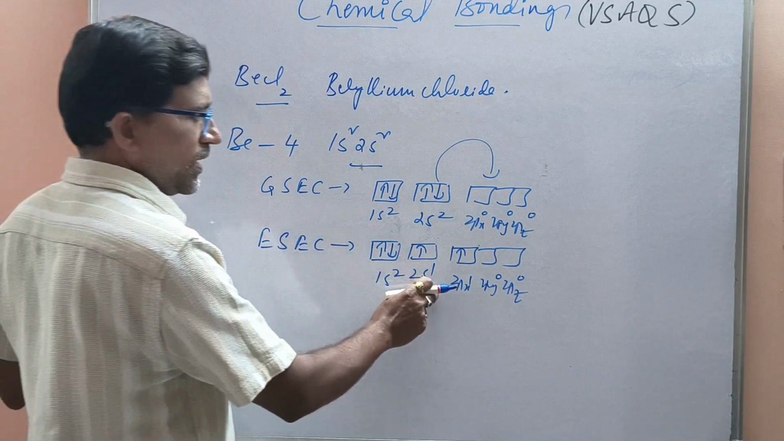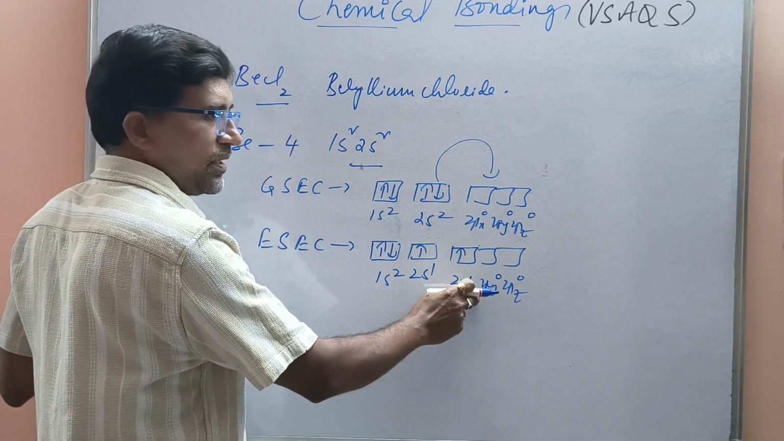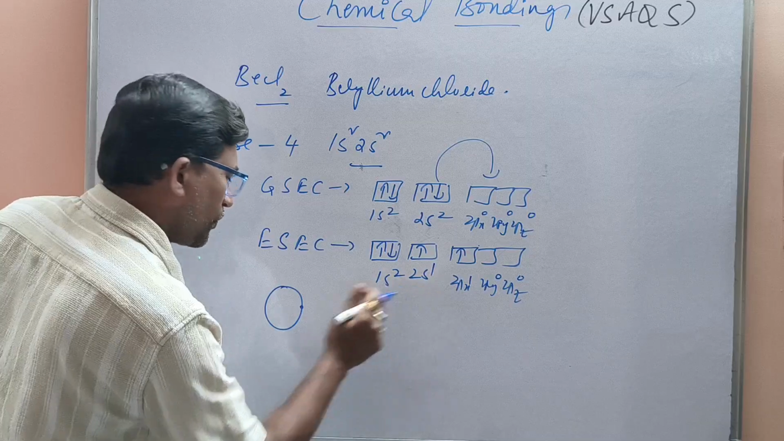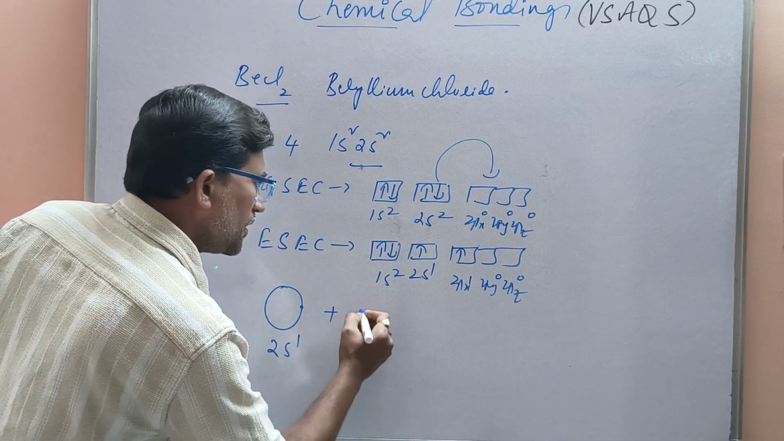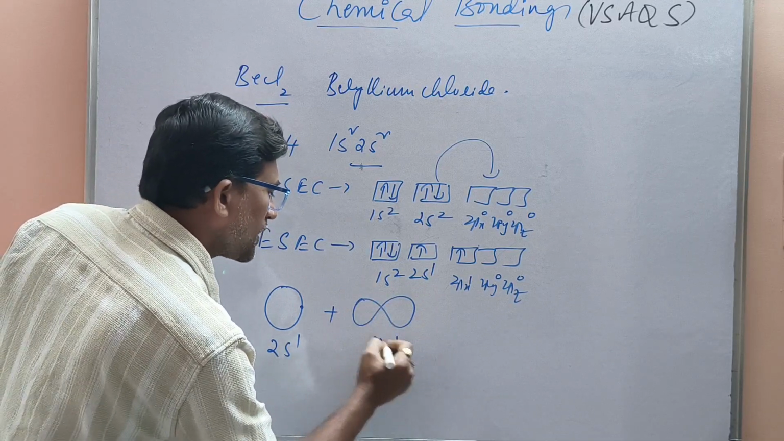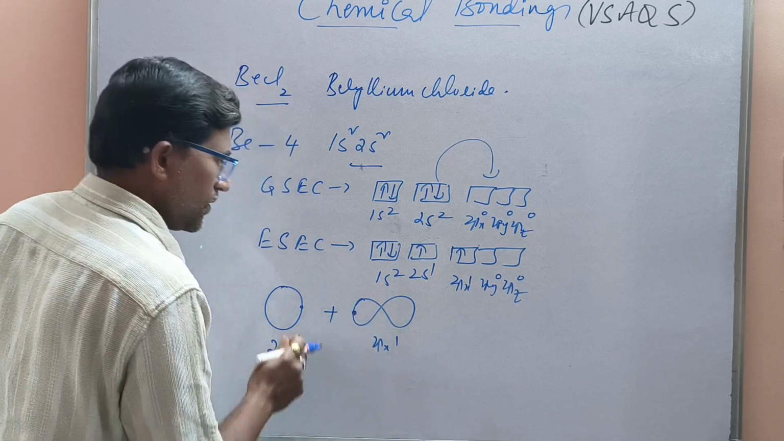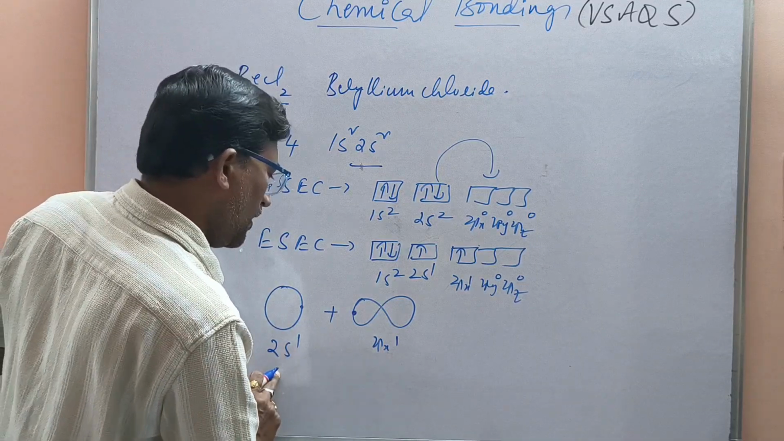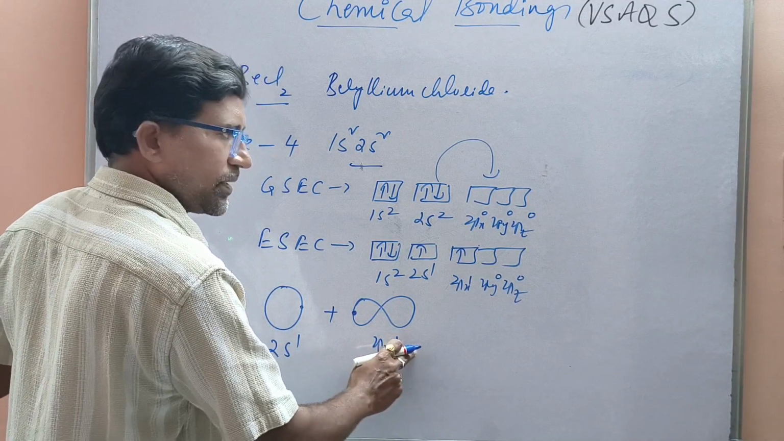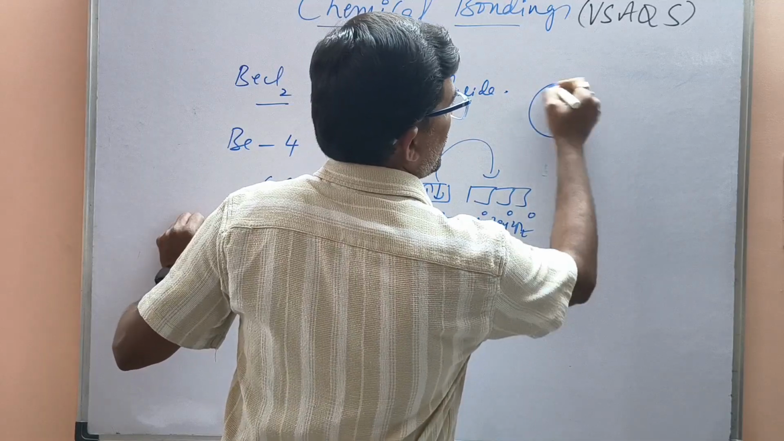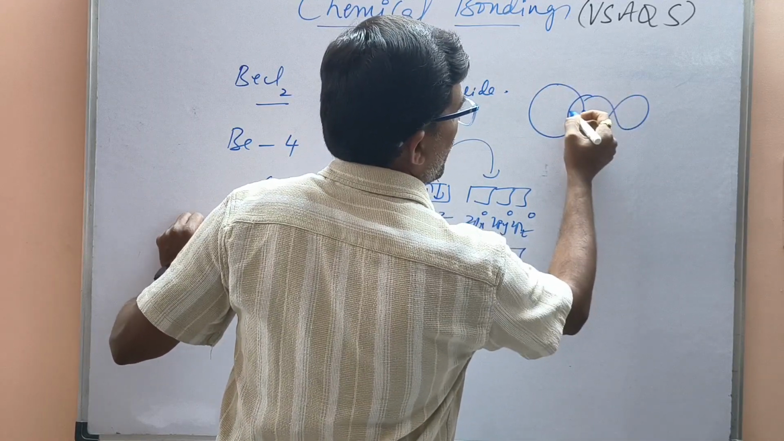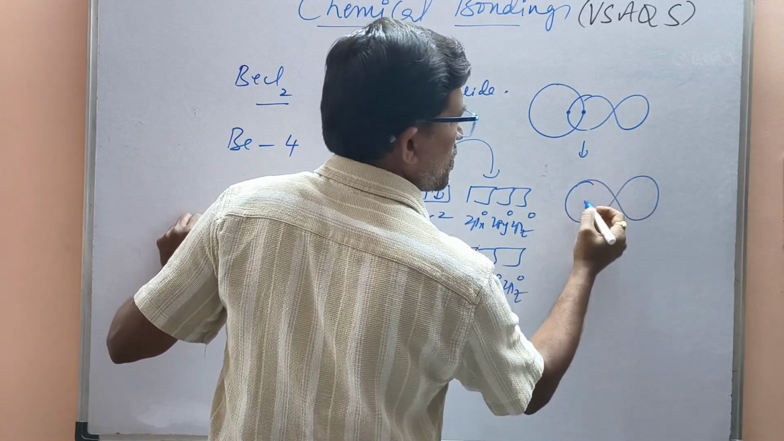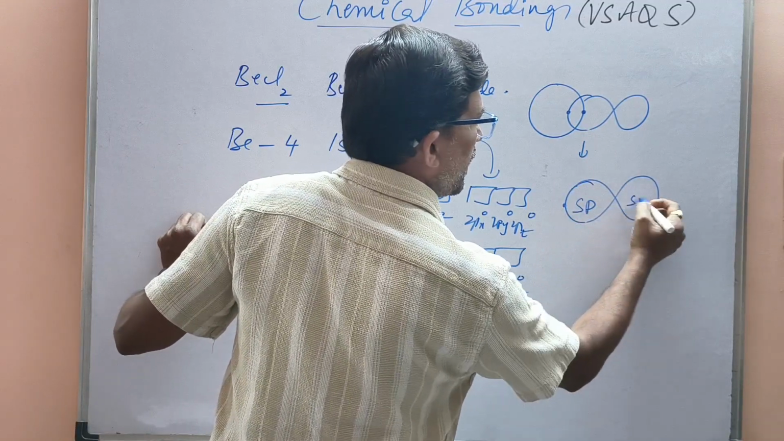So the s orbital of beryllium, 2s1 with one electron, combines with the 2px1 orbital of the same beryllium. Sp hybridization takes place here. The s orbital 2s1 and the p orbital 2px1 combine together like this, the overlapping is like this, and the hybridization process results in the formation of sp hybridized orbitals.